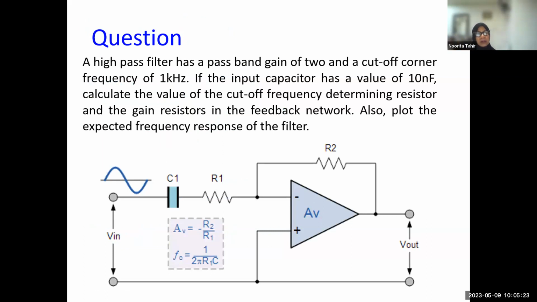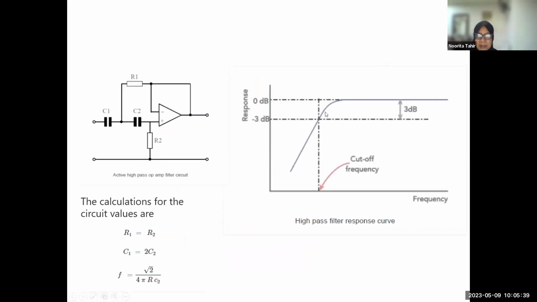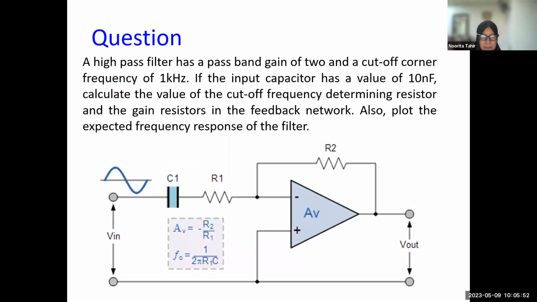Try this question. A high pass filter has a pass band gain of 2 and a cutoff corner frequency of 1K, which is actually the cutoff frequency. This is high pass. It starts here, meaning anything below 1K, it rejects. Anything above 1K, it allows to go through. If the input capacitor is 10 nanofarad, compute the cutoff frequency.